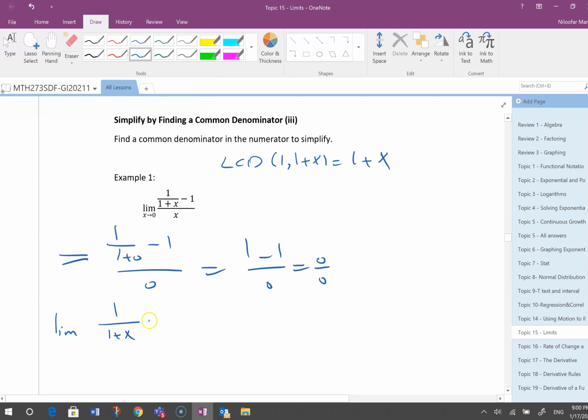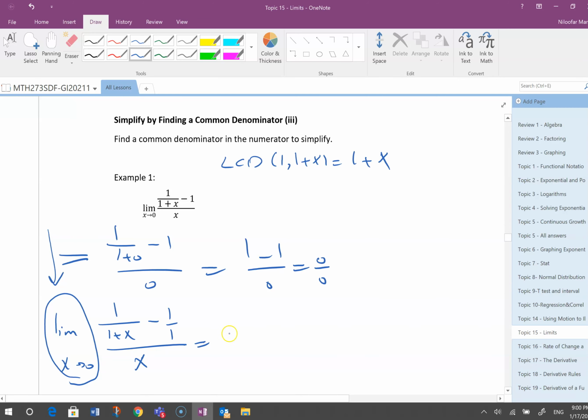Yes, minus 1 over x, x goes to 0. I carry this until the end because I didn't calculate the limit. I have to carry this. Sometimes I see students don't write it. They just continue, simplify, cancel this, and then find the answer. No, you are still finding the limit.